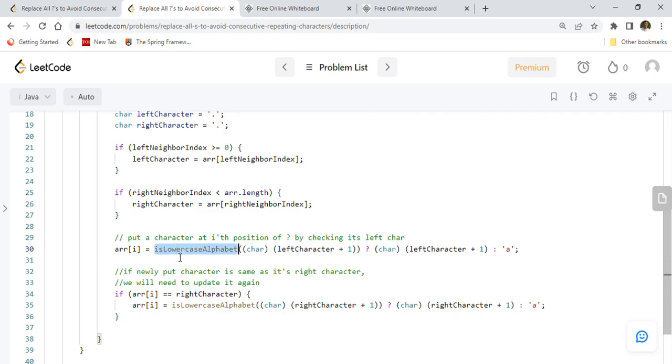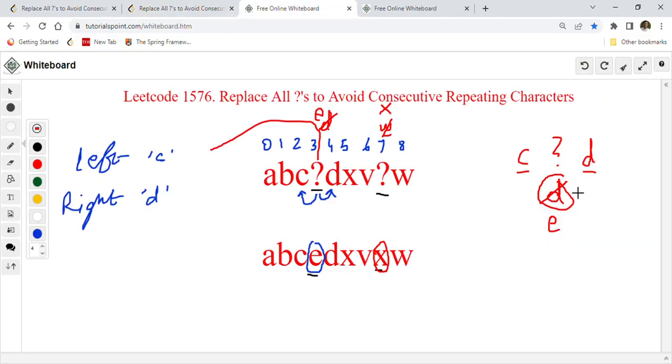So it should be a lowercase alphabet, correct? If it is a lowercase alphabet, then you will try to put that character there, right? Otherwise you will try to put A, right? By default you will try to put otherwise A, right? So for example, first you will try to put D here, right? If you cannot put any character, then by default we'll try to just put a small a there, right? Otherwise you will try to put next character of C.